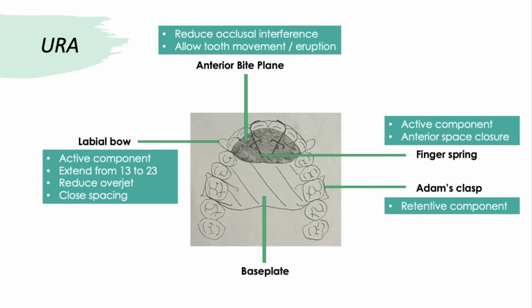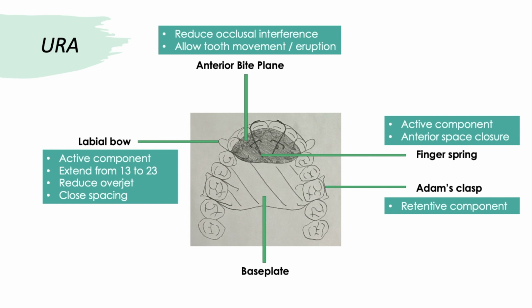So this is the URA that I designed. As you can see, I have put in finger spring, Adam clasps, the base plate, labial bow, and also the anterior bite plane.